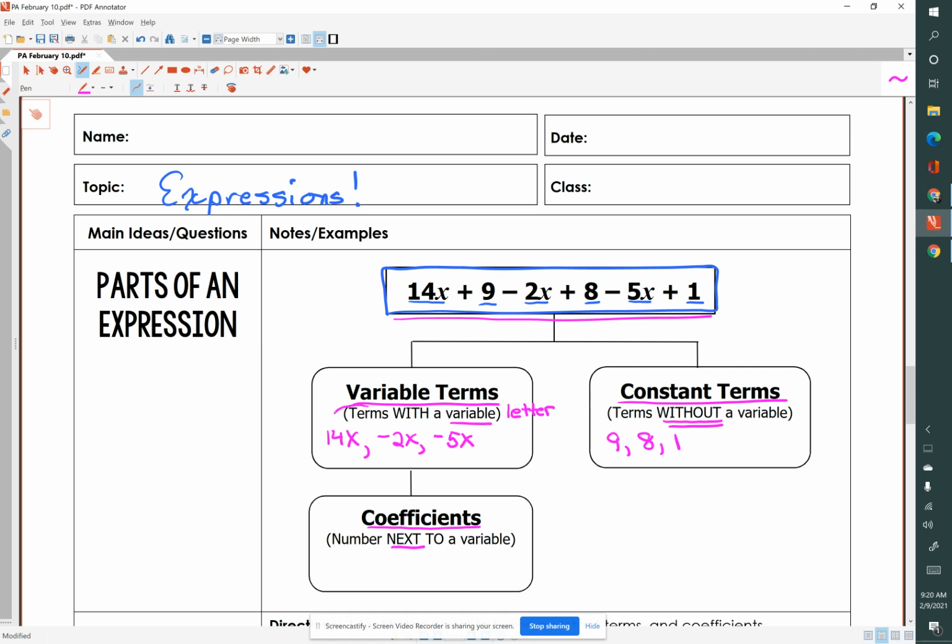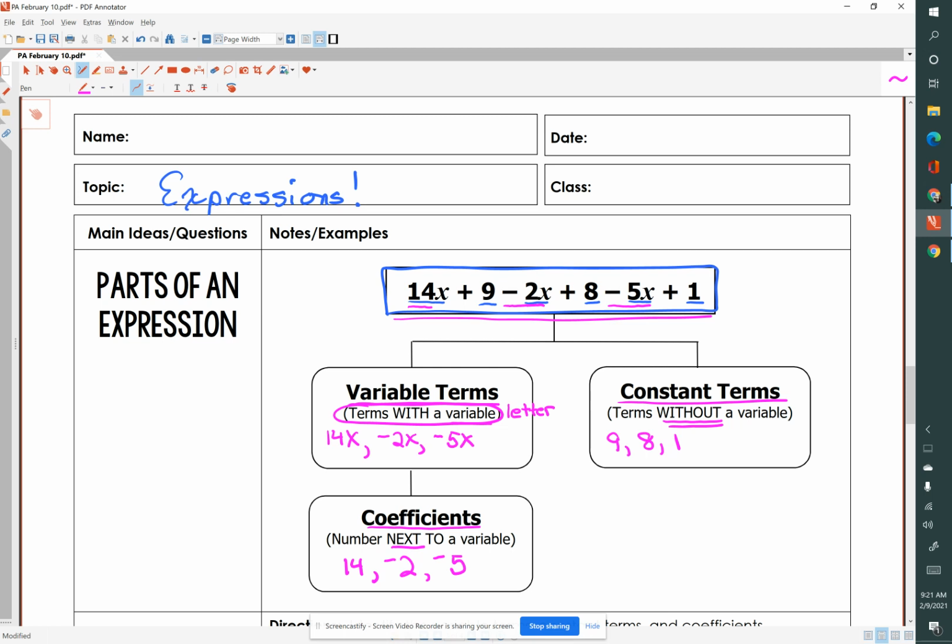So let's think about this. We had terms with a variable. Now we're just talking about the coefficient. So 14x is a term with a variable, but the coefficient is 14. Negative 2x is a term with a variable, but the coefficient is negative 2. And negative 5x is a term with a variable, but the coefficient is negative 5.